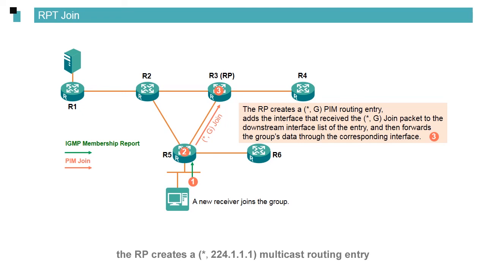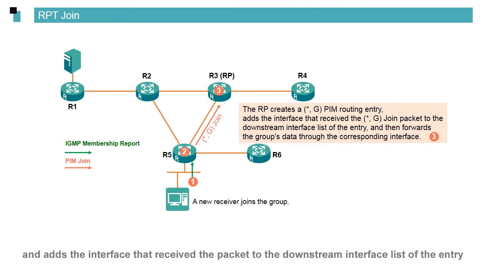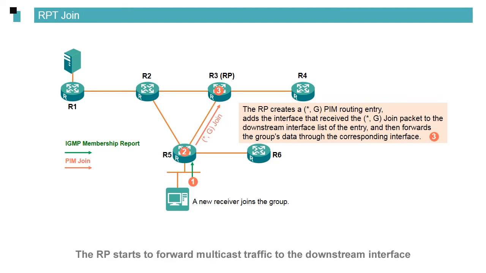After receiving the PIM join packet from R5, the RP creates a (*, 224.1.1.1) multicast routing entry and adds the interface that received the packet to the downstream interface list of the entry. The RP starts to forward multicast traffic to the downstream interface if it has received traffic destined for the multicast group 224.1.1.1.